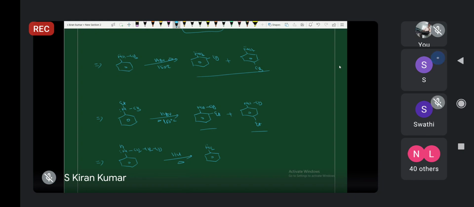Sir, in this case, first we get the n-propyl carbocation. Yes or no? Then it rearranges to the isopropyl carbocation. Isopropyl carbocation is the bulky electrophile. Now this bulky electrophile goes to which position? Para position. Para is correct.